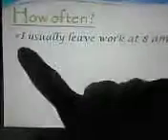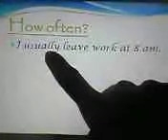The second usage of the simple present form is when we talk about how often we do something. Here are some of the sample sentences that tell us how often. 1. I usually leave work at 8 a.m. Usually tells us how often. So since our subject is I, then we use the verb without s. We say I leave. And it tells us how often, usually. So we say I usually leave work at 8 a.m.